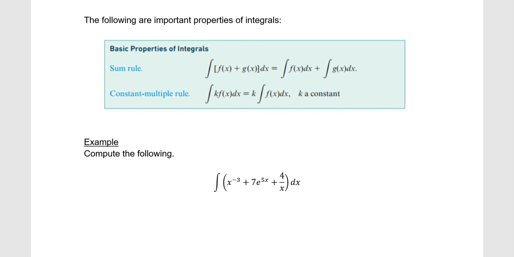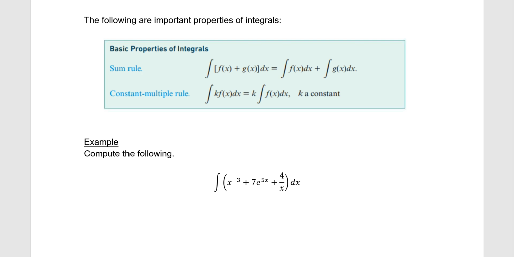Okay, and then here are a couple properties that hopefully are kind of obvious when we're evaluating integrals. If we are evaluating the sum or the difference of two or more functions, we can split them up and do them separately. And then if we have a constant that we're multiplying the integrand with, we can pull the constant out front and then take the integral and then multiply it afterwards.